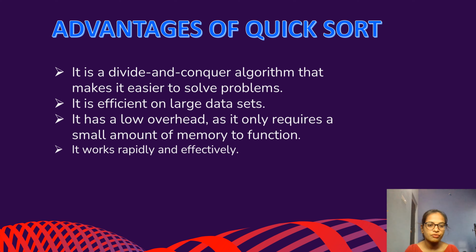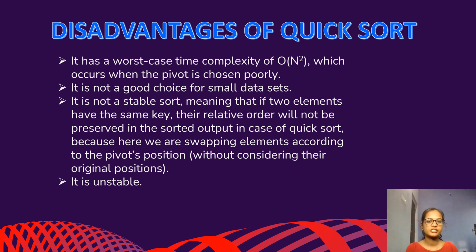Some of the advantages of quicksort are: it is a divide and conquer algorithm that makes it easier to solve problems. It is efficient on large data sets. It has a low overhead and only requires a small amount of memory to function. It works rapidly and effectively. And it has disadvantages too.